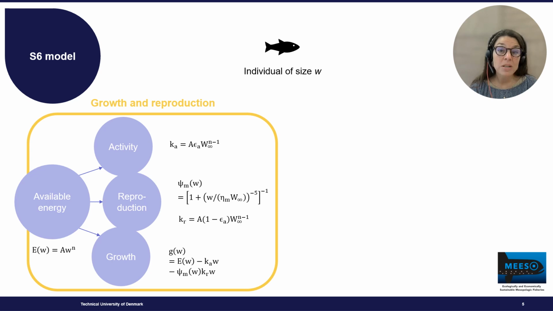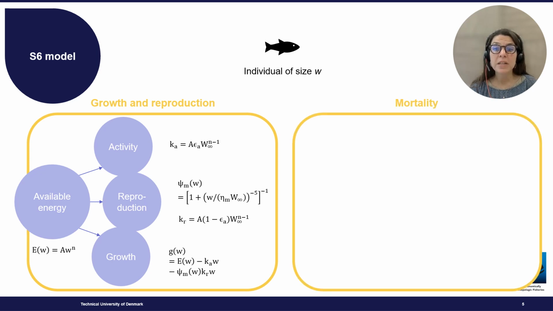Reproduction is only done by mature individuals, where maturation is described by a sigmoid maturity ogive around the 50% maturity size, W_M. And then the remaining energy after using it for activity or reproduction is invested in somatic growth.